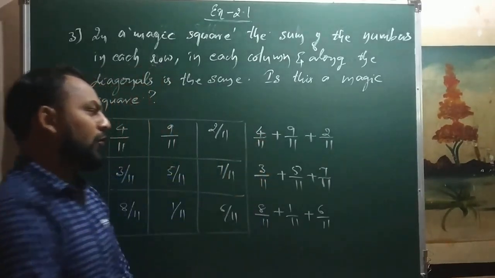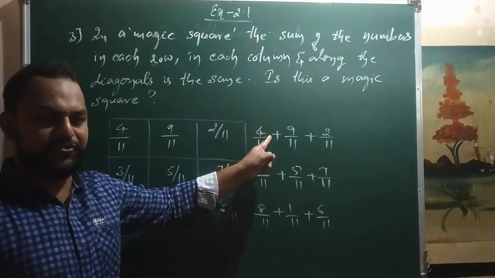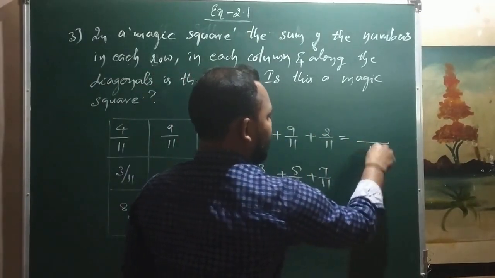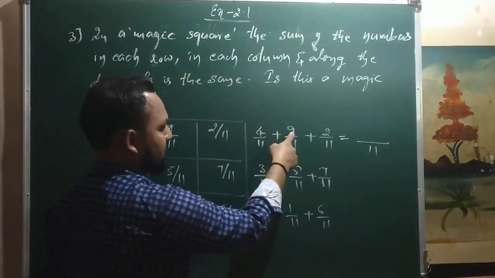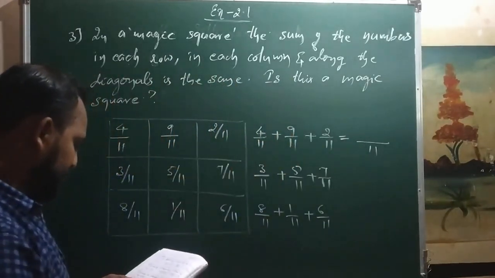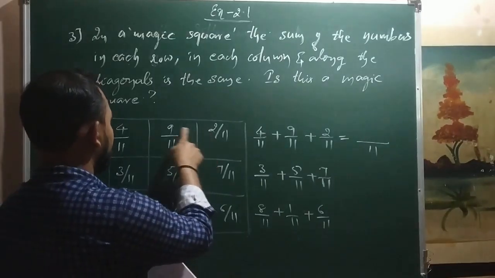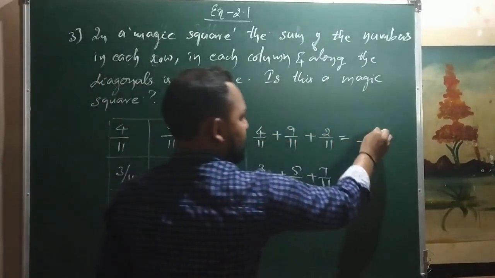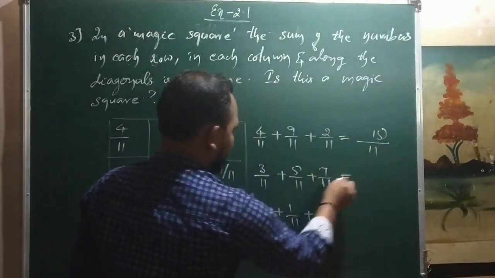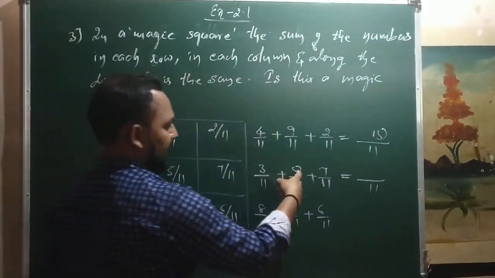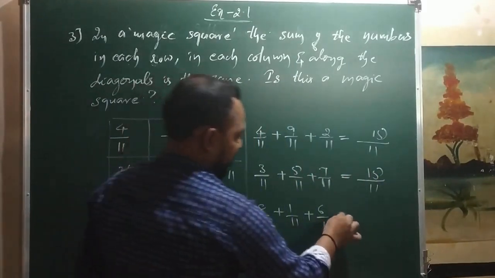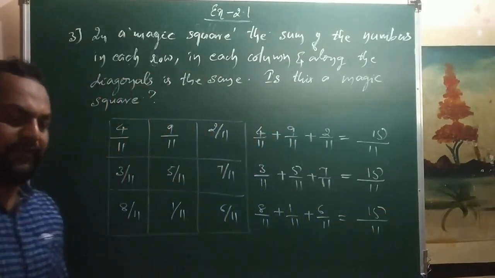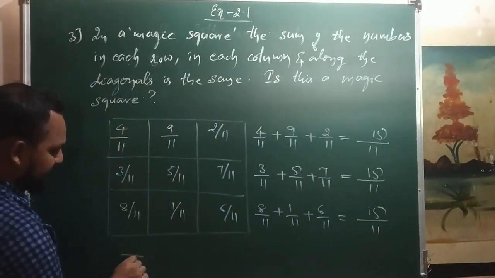Here the denominators of these are the same, like fractions. For like fractions, directly add the numerators. Here the LCM is 11. 4 plus 9 is 13, 13 plus 2 is 15. This one is 15 by 11. Then 3 plus 5 is 8, 8 plus 7 is 15. Then 8 plus 1 is 9, 9 plus 6 is 15, 15 by 11. Okay, then add these columns.